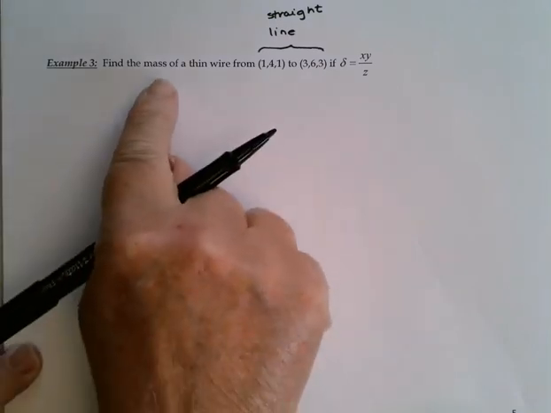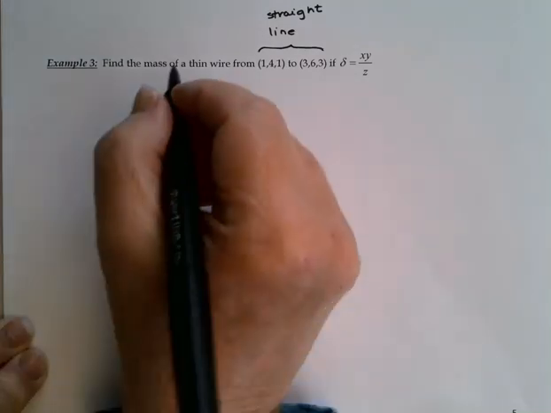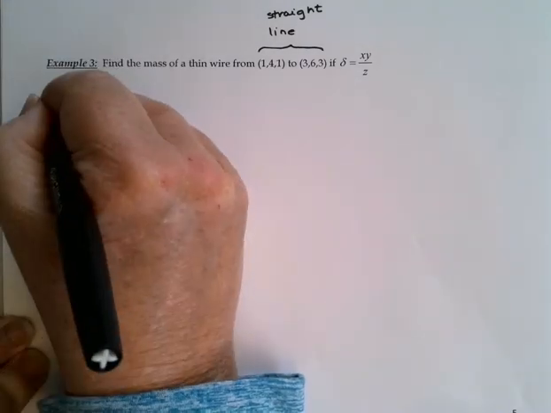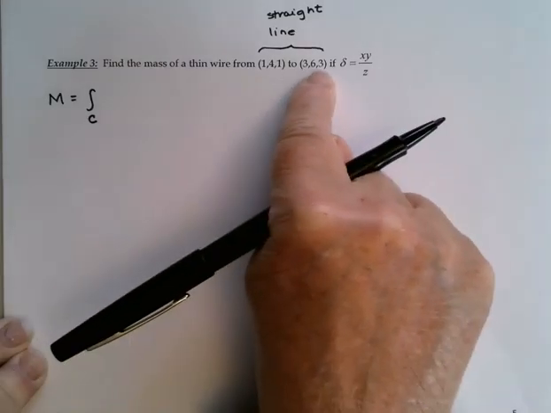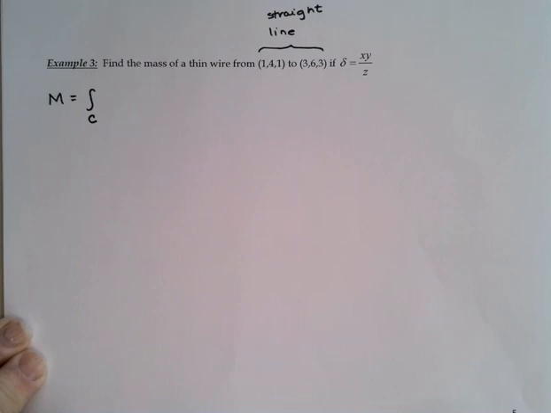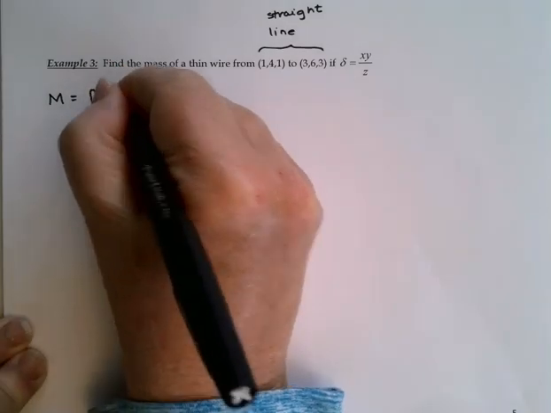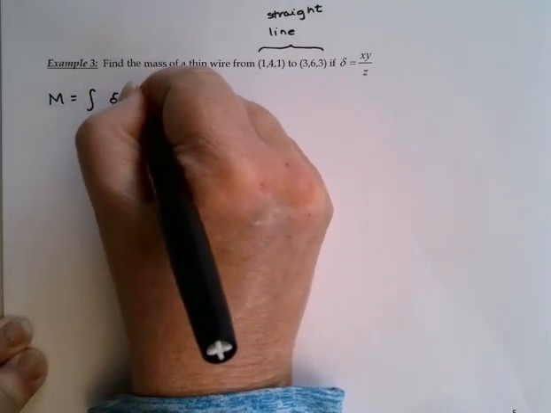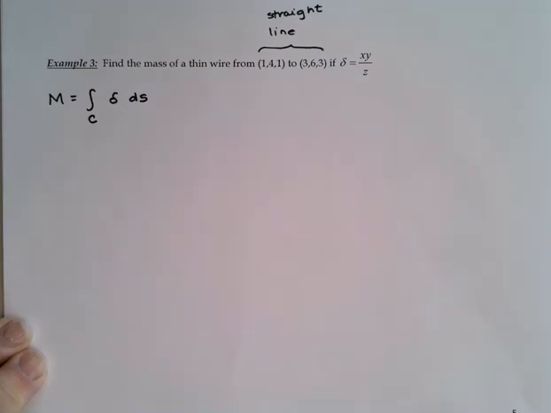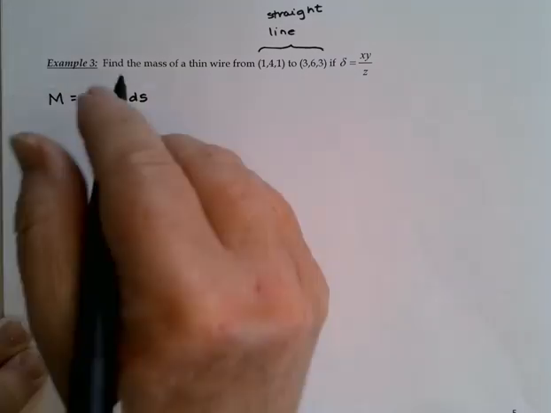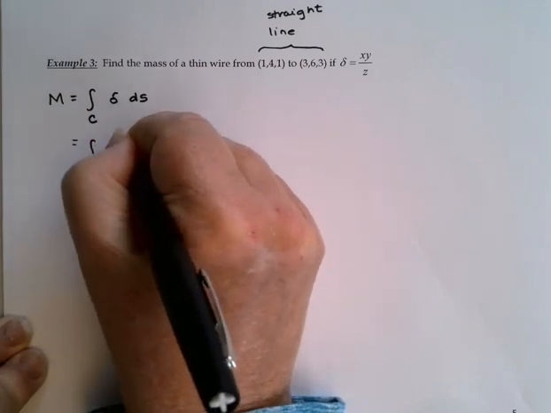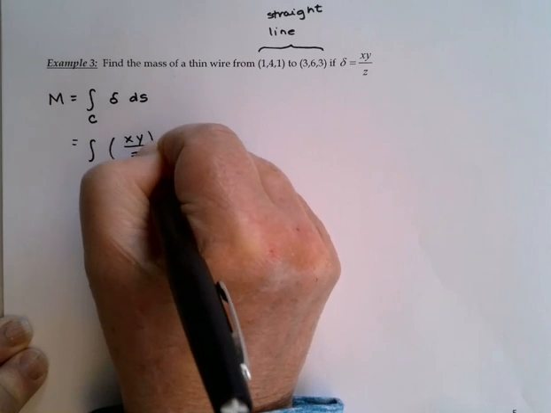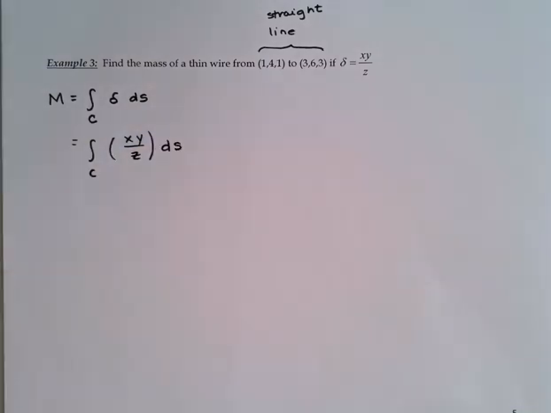All right, to find that mass, I'm once again going to use the concept of a line integral, a scalar line integral. The mass is going to be the integral over that curve C, it's really a straight line segment, of the density function, ds. So, what I actually want here is the integral of the density function xy divided by z, integrated along that specific path between those 2 points.